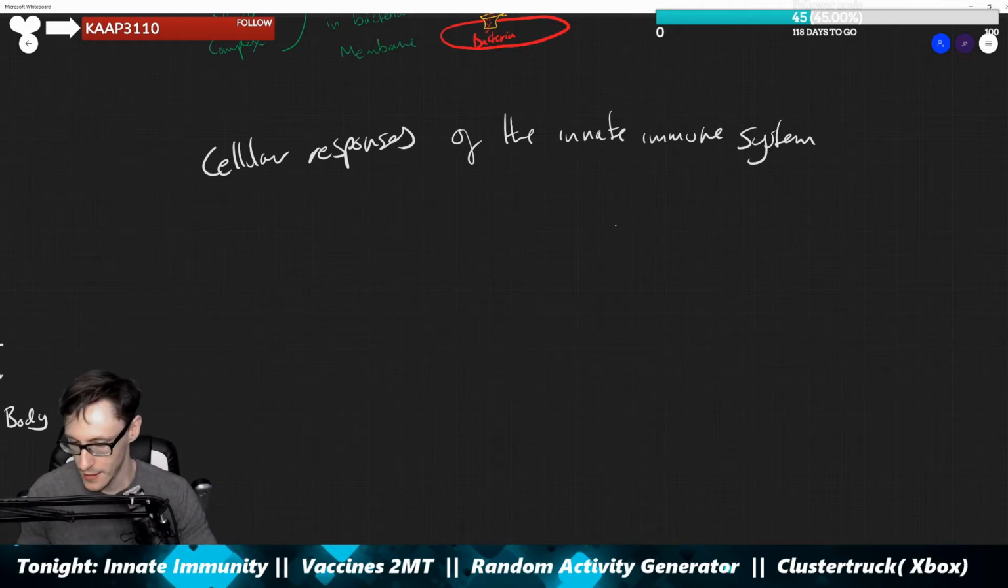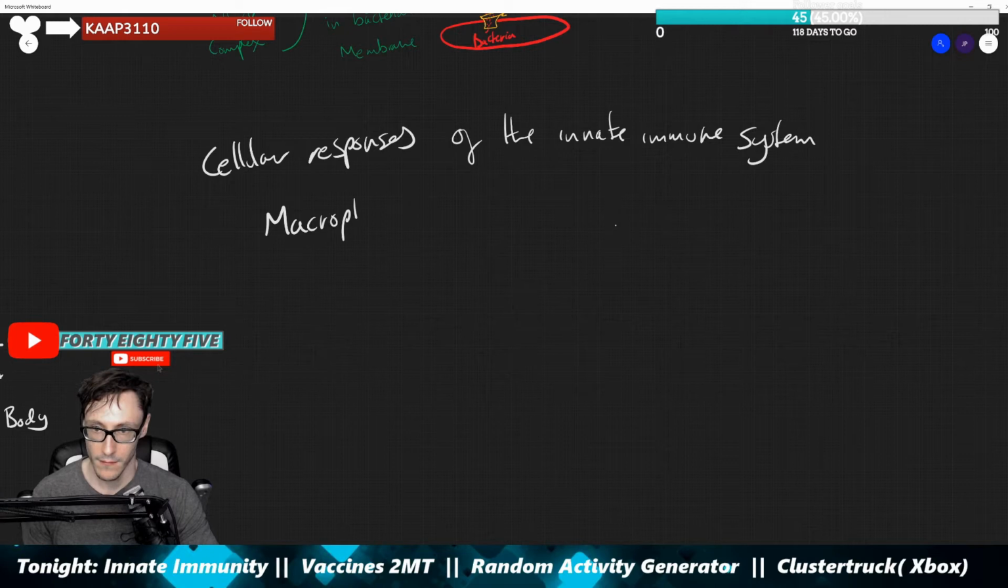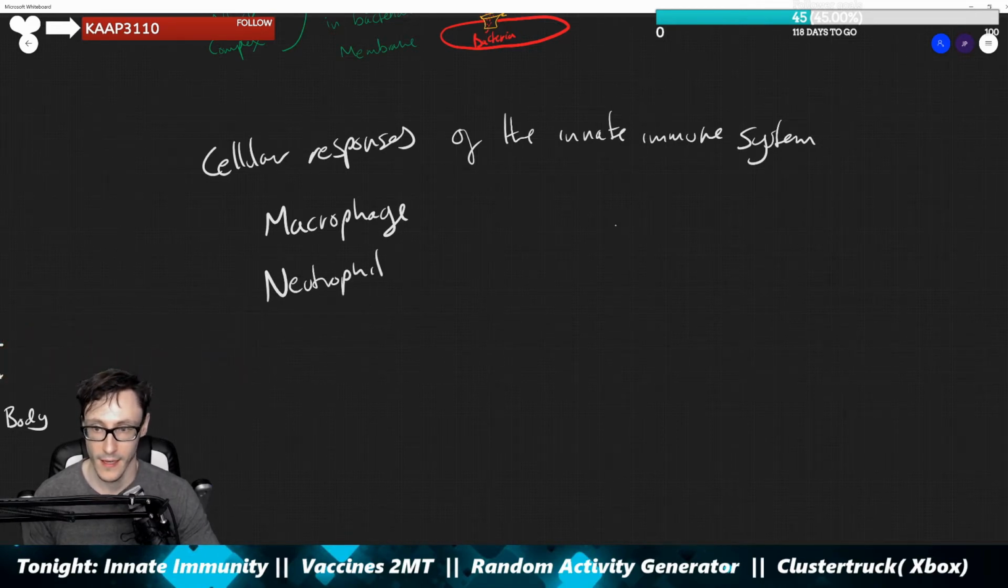Apologies. So the cells involved in the innate immune response of the body. So non-specific immune responses here. We're not talking about adaptive immunity. This is just non-specific stuff. So key players in the cellular responses are, we've already spoken about this before, the macrophage, the neutrophil, the NK cell, which stands for one of the best names in immunology, the natural killer. Natural killer cell.